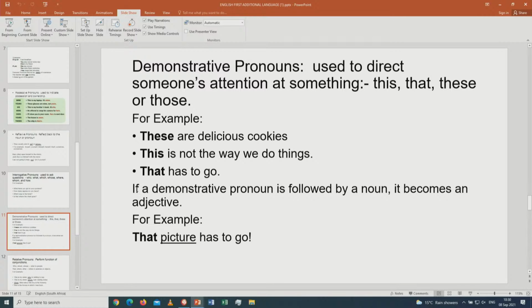If a demonstrative pronoun is followed by a noun, it becomes an adjective. For example, we've got a demonstrative pronoun here, and it's followed by a noun. Here, this demonstrative pronoun acts as an adjective. That picture has to go. So some of the demonstrative pronouns, we can use them as an adjective when they are followed by a noun. Picture is a noun, so our demonstrative pronoun becomes an adjective in this sentence. Adjectives are words that describe a noun or a pronoun.